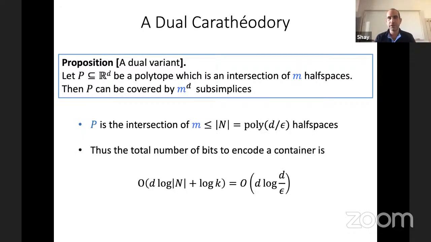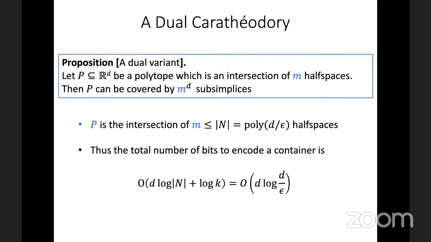Okay, so let me just summarize it. The idea was to use this epsilon net, which defines this polytope of all half spaces that agree. And then we use Carathéodory's theorem to get a simplex, and the vertices of this simplex correspond to the unions in the container. And in order to do things efficiently, we needed to improve this dual Carathéodory theorem. And that's basically it. It's not too simple, I guess, but I hope at least you get the flavor.